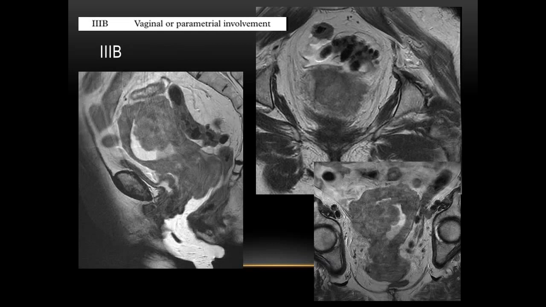Okay. This is a stage 3 endometrial cancer where there is vaginal or perimetrial involvement. Here you can see this endometrial cancer is extending into the vagina. Here you can see the endometrial cancer is into the perimetrium. You've lost the normal signal intensity of the cervix, and it is now invading the adjacent fat in the perimetrium.